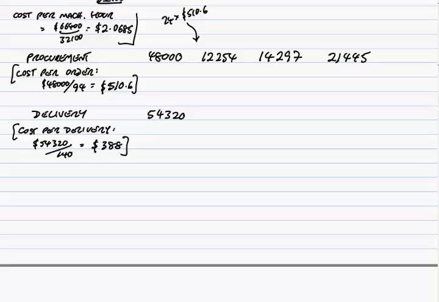It's the last one, so again charge it to A, 48 deliveries at $388. 18,624. To B, 30 deliveries at $388. 11,640. And to C, 62 deliveries at $388. 24,056.